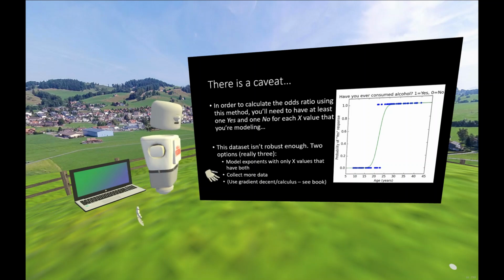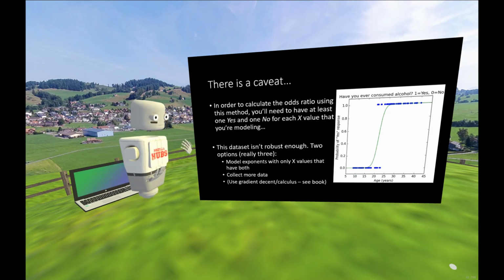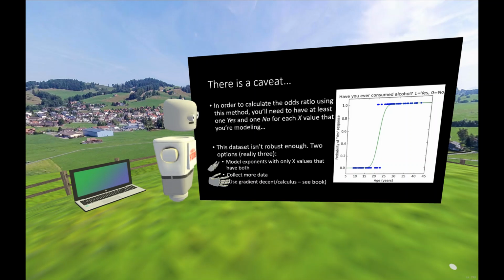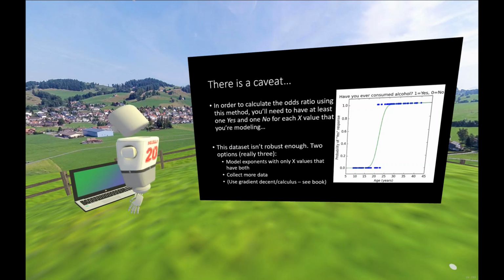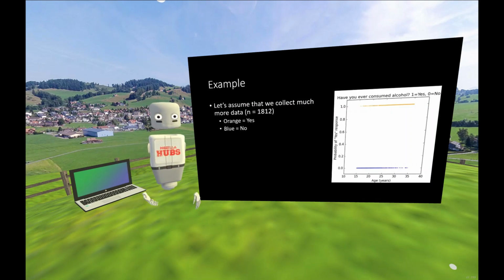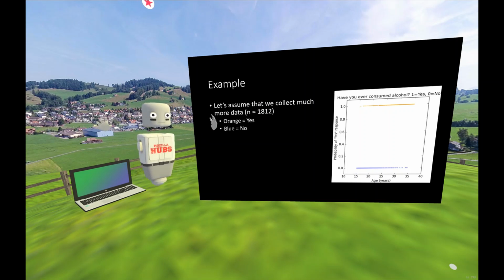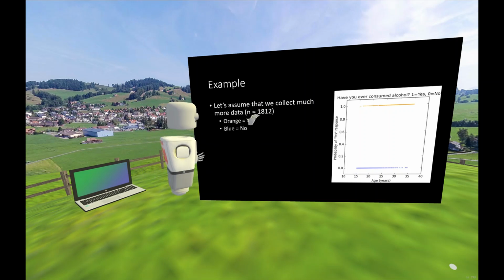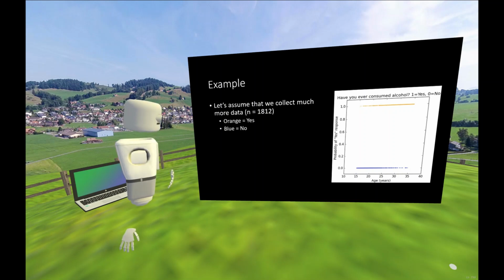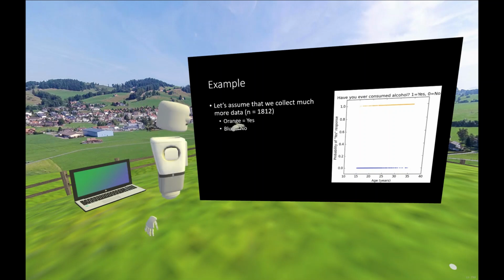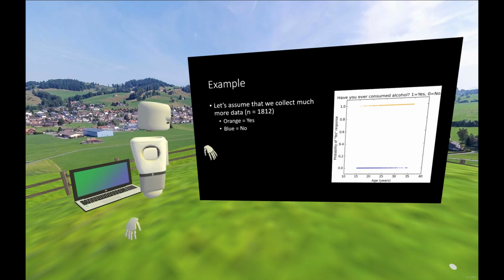Now, one of the issues is, in order for this technique to work, you're going to need a fairly large set of data, and our couple hundred sample sets isn't going to work very well for us. So let's pretend that we went out and collected much more data. Specifically, we collected about 1,800 samples, and we've associated our blue points with no and our orange points with yes on our plot.